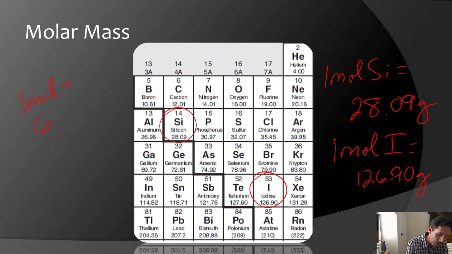anything is equal to 6 times 10 to the 23rd. So if I say that this is 1 mole of silicon, that is 6 times 10 to the 23rd atoms of silicon, which has a mass of 28.09 grams. So they're connected. Okay.